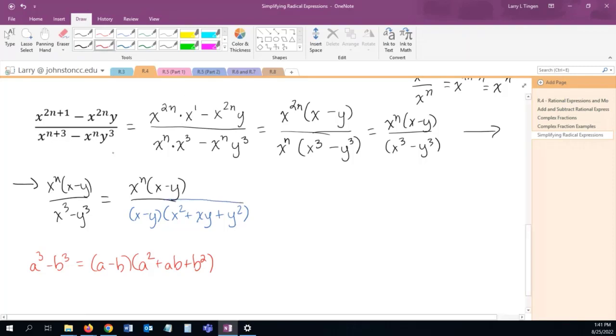Does that help? Well, help is a tough thing to say here. There are factors of x minus y in the numerator and denominator, so I get to divide those away. So what do I have left? I have x to the n divided by this trinomial, x squared plus xy plus y squared.